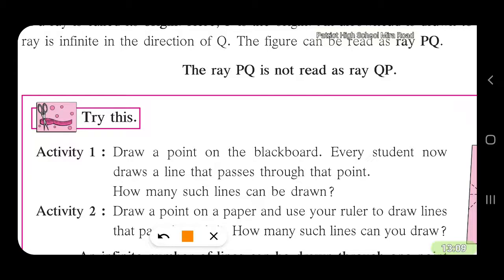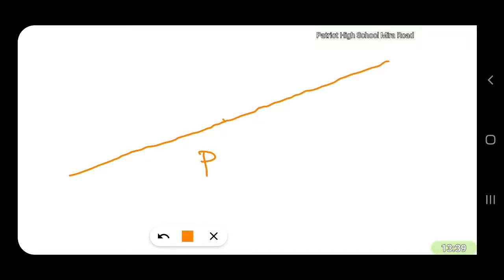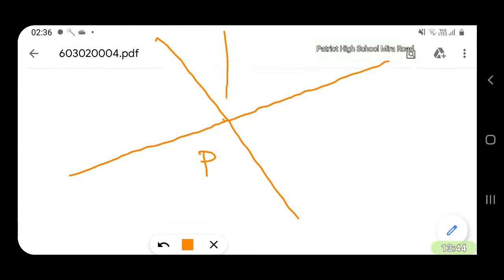Now activity 1. Draw a point on the blackboard, and every student now draws a line that passes through that point. So let us draw a point P. Now each student will draw a line passing through point P. So one student will draw like this. Another student may draw like this. Another student will draw a line like this. Another may draw a line like this.